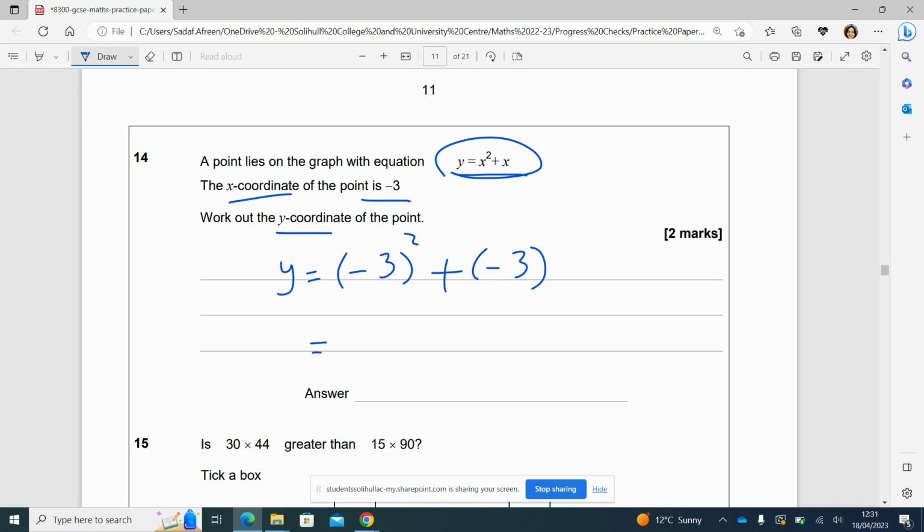Now -3 squared means -3 times -3, which gives you 9, because 3 times 3 is 9, and when we multiply a negative number with a negative, that gives you positive. So your answer should be 9. Because it's 9, and a positive plus a negative is negative, so 9 plus -3 gives you 6 as the final answer.